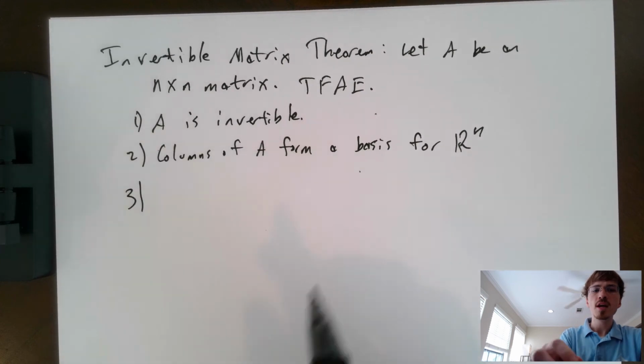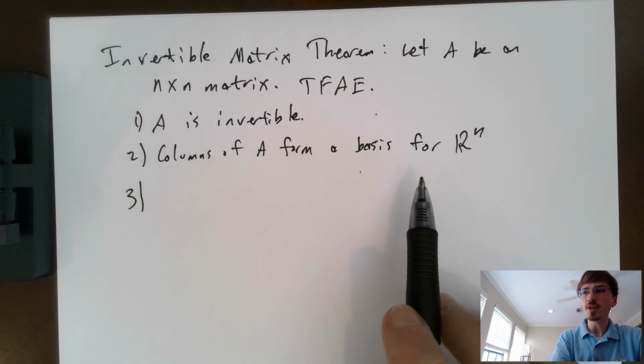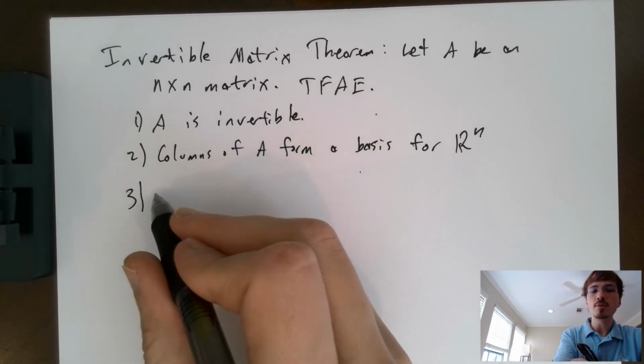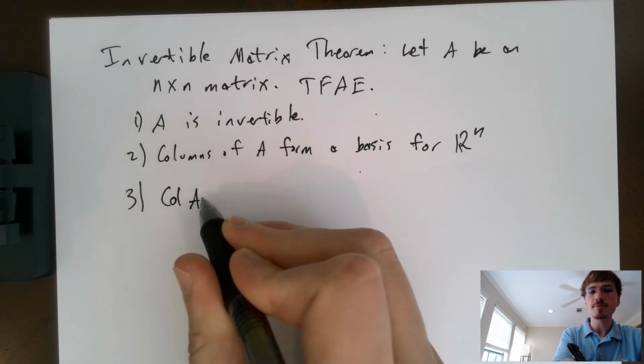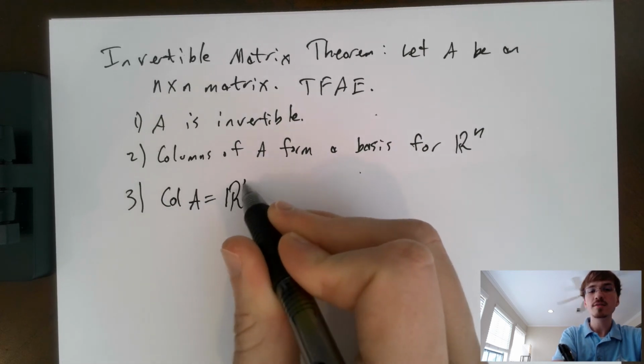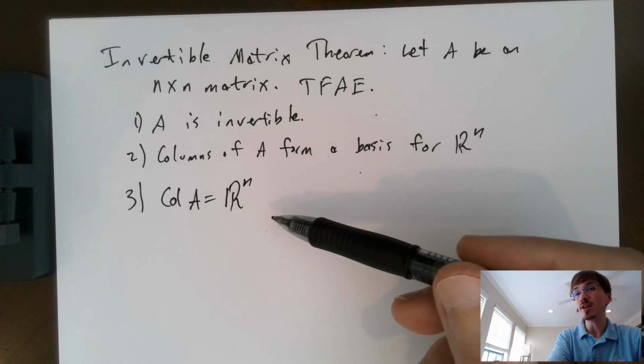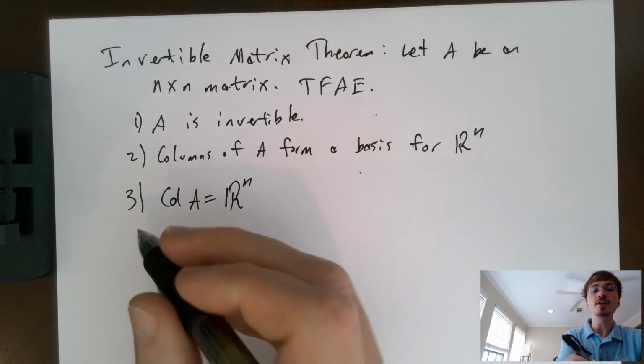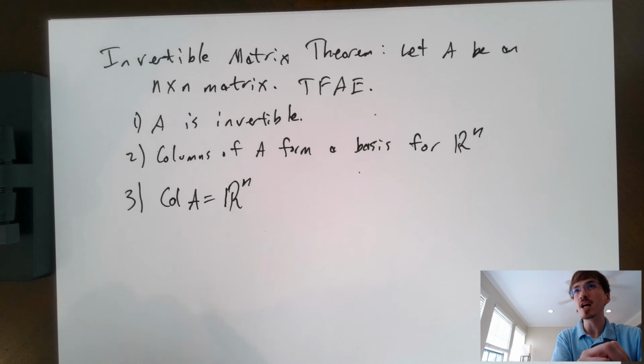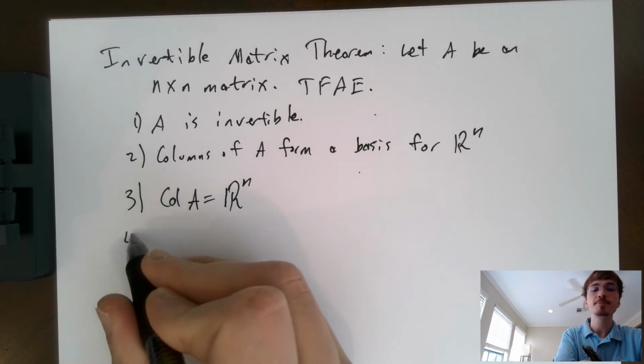3. If the columns of A form a basis for Rn, then what do we know about the column space of A? That's Rn, right? This is just another way of saying that the columns span Rn, right? The columns span Rn. We can repackage this now and say that the column space of A is equal to Rn.